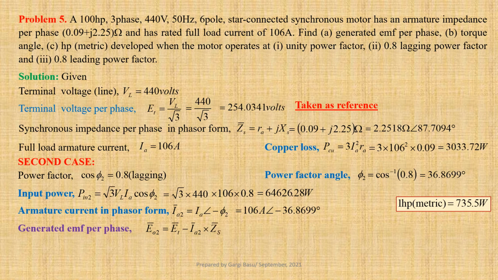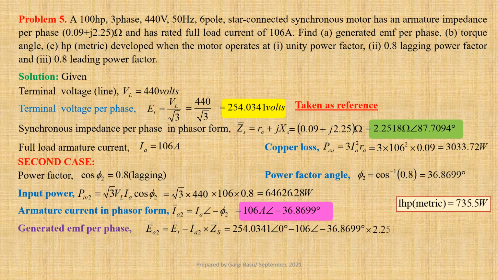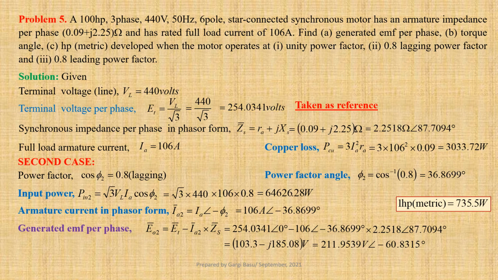Using values we get 254.0341 at an angle 0 degree minus 106 at an angle minus 36.8699 degree into 2.2518 at an angle 87.7094 degree. That gives us 103.3 minus j185.08 volts. This may be written in polar form as 211.9539 volts at an angle minus 60.8315 degree.